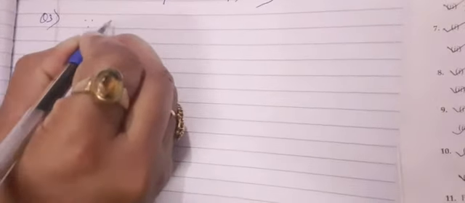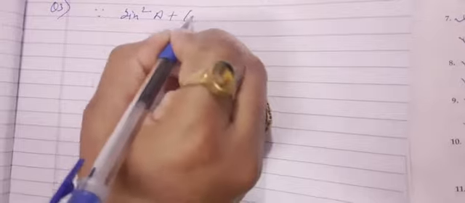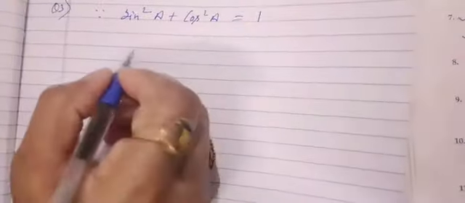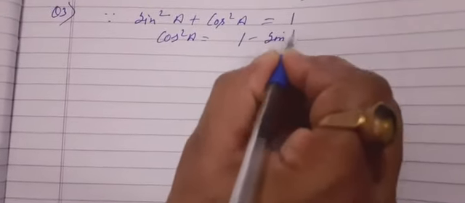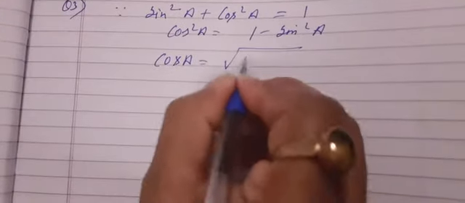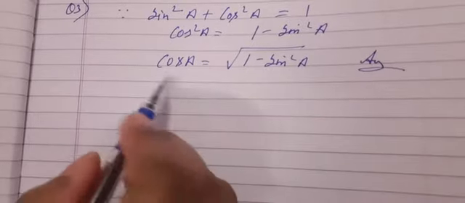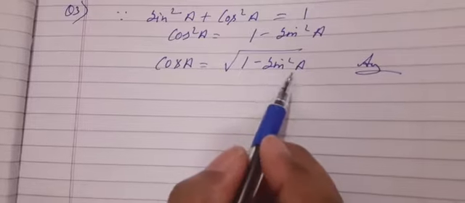First of all, for cos, we know that sin square A plus cos square A is equal to 1. So cos square A is equal to 1 minus sin square A. So what we have to find out? Cos A. Cos A is under root 1 minus sin square A. So we have our first answer, that we may express cos A in terms of sin A, and that is equal to under root 1 minus sin square A.